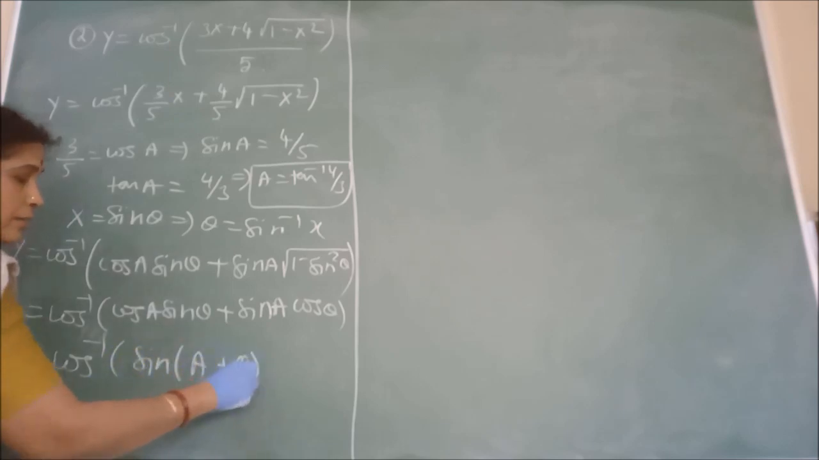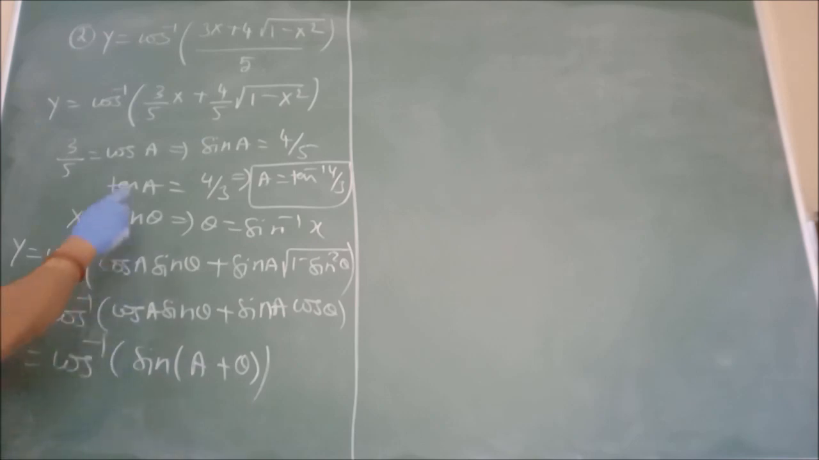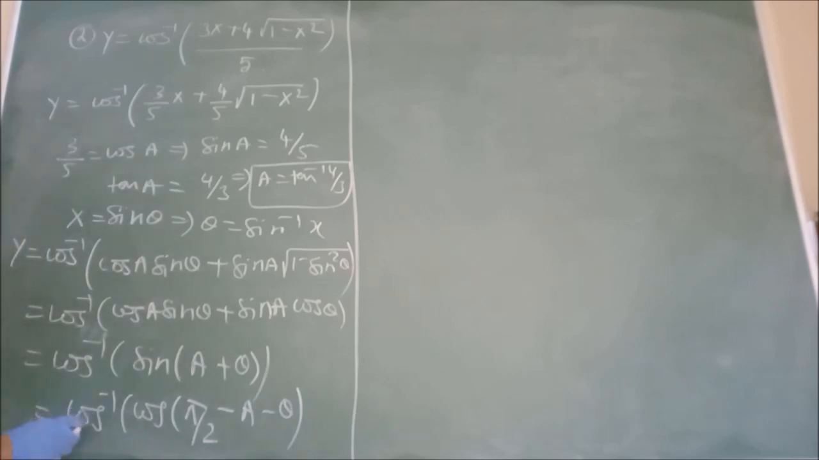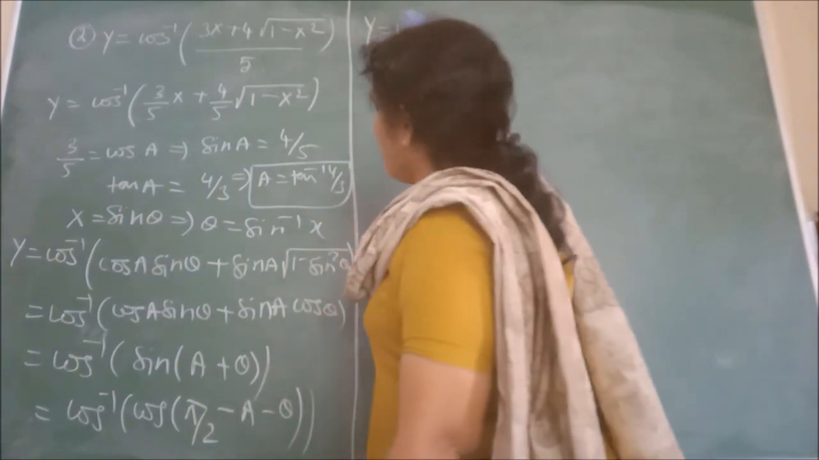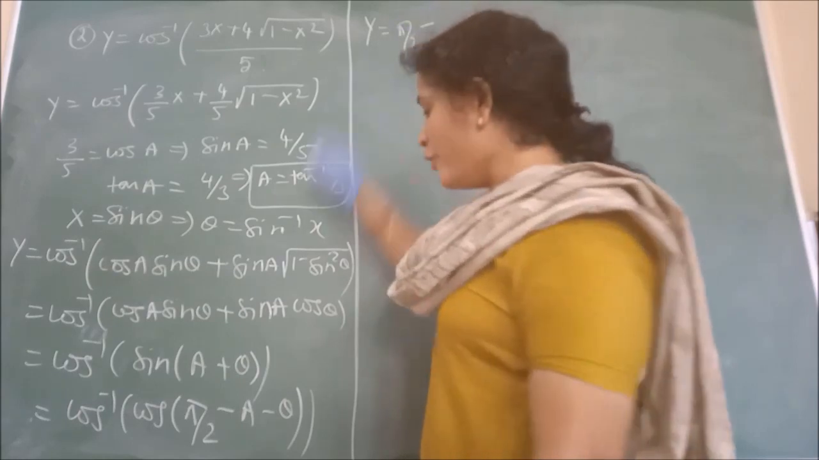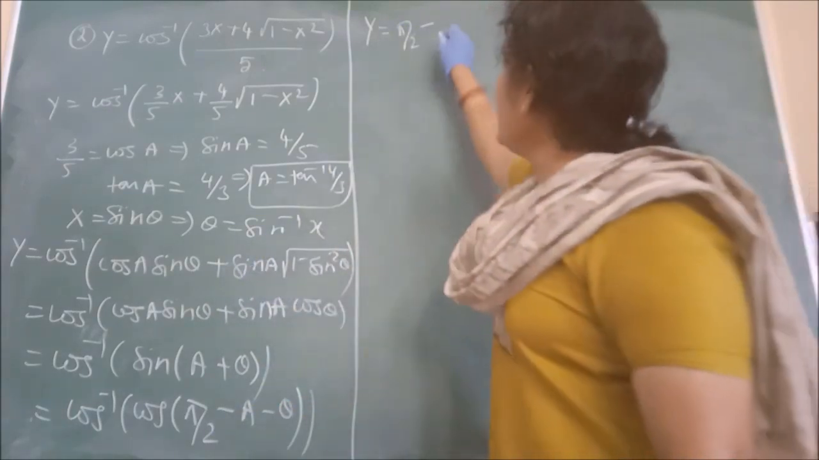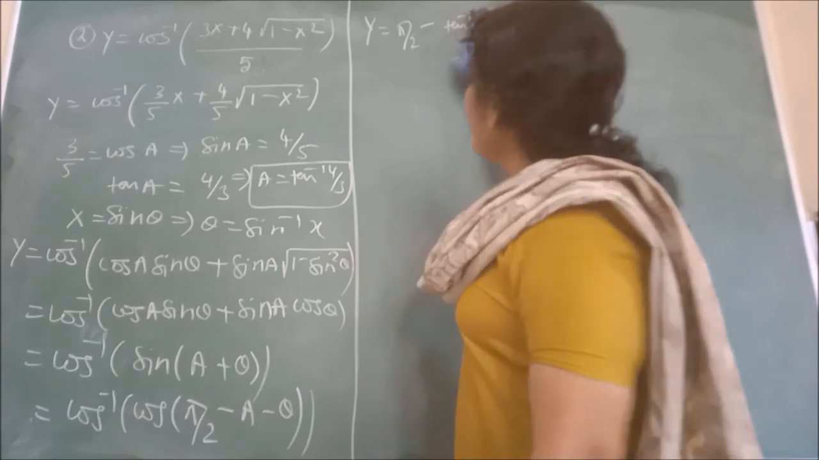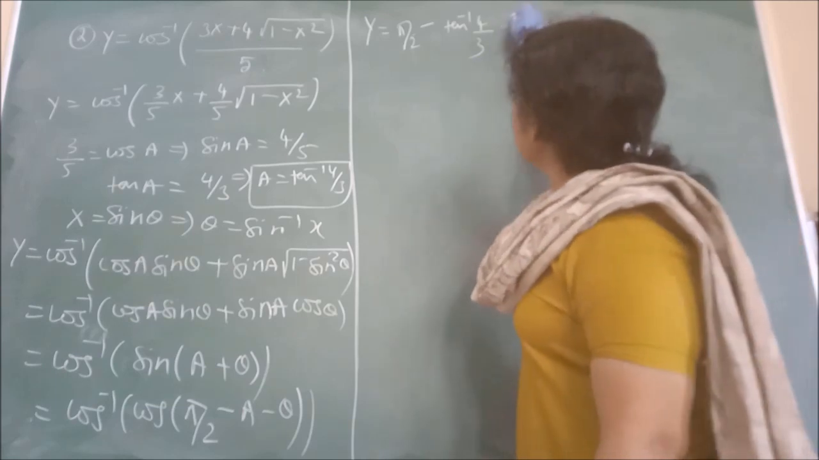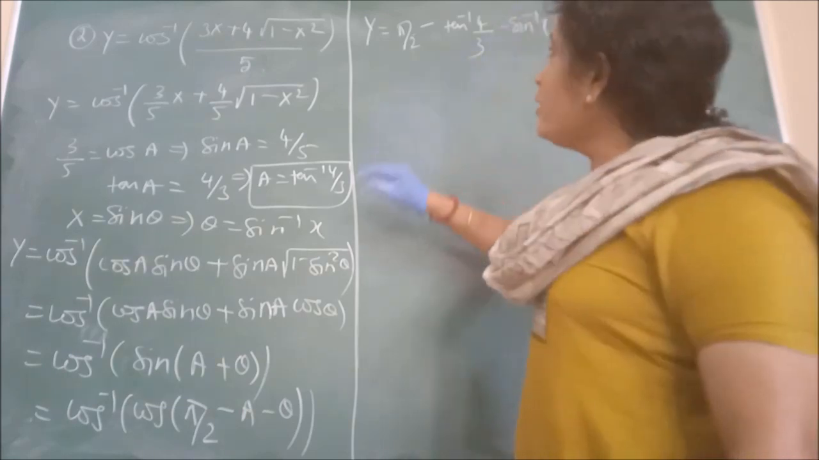Sin of A plus theta. Now cos inverse here, anyhow, we need in terms of cos. I can write cos inverse of cos of what? Pi by 2 minus (A plus theta), so minus A minus theta, we will get. Cos inverse cos cancel. Now if I replace, for y the final answer, what are we getting? y equal to pi by 2, instead of A I can write tan inverse 4 by 3. So that's why A value, the common value, tan value I find. Okay, now minus theta, what is theta here? Minus sin inverse x. Now you can do differentiation.